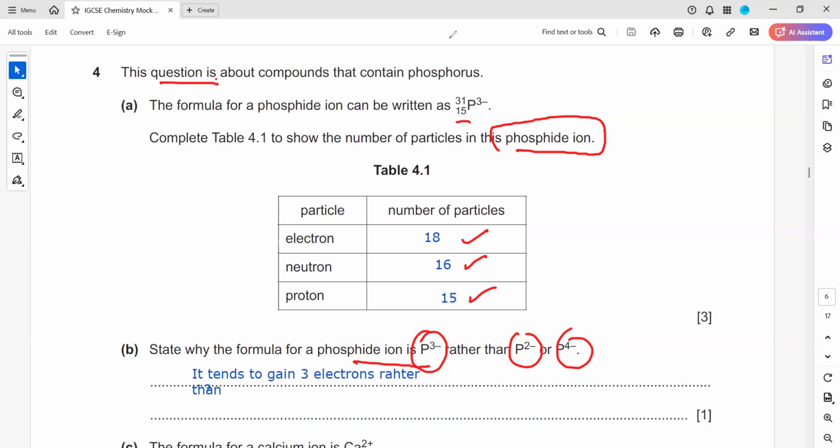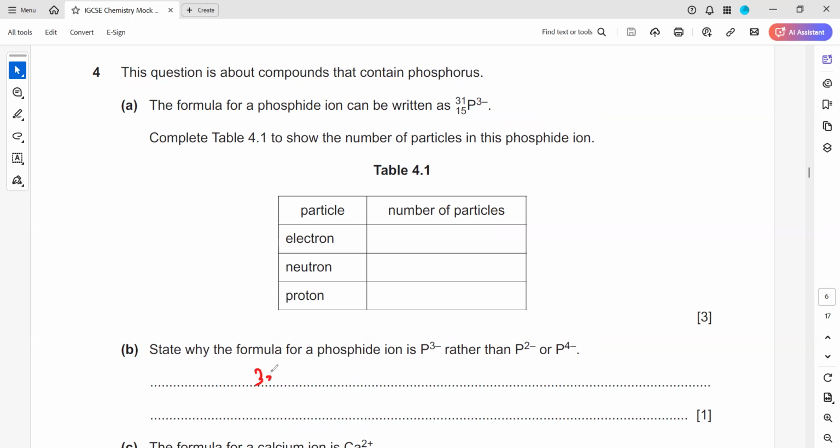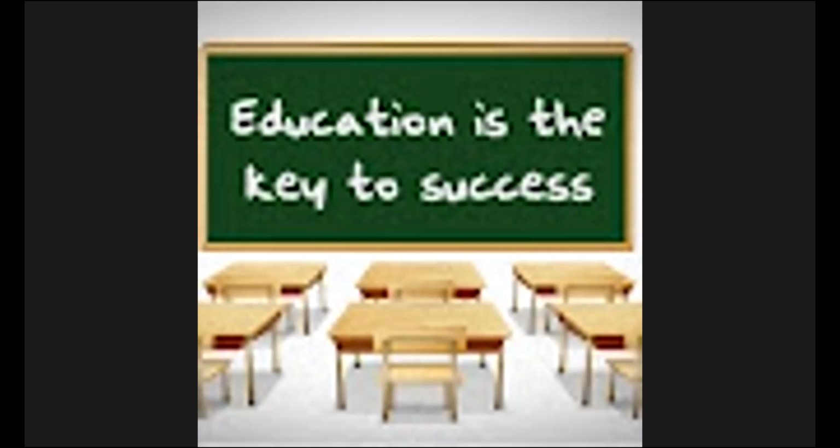So why does the phosphide have 3 minus? You can say it has 5 electrons in the last shell. As a result, it will gain 3 electrons. Consider that.